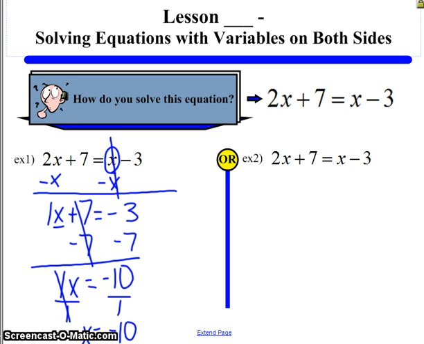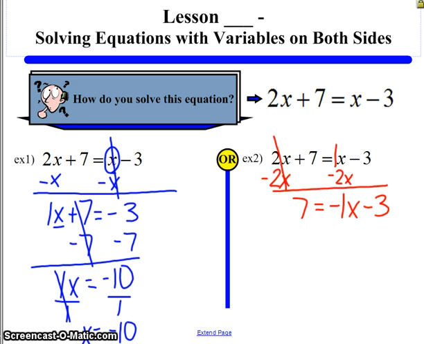So that's how we solve this problem, putting the x variable on the left, but let's suppose you prefer the variable on the right-hand side of the equal sign. You do have that option. In example 2, I'm going to move the 2x over to the right-hand side of the equal sign. 2x minus a 2x cancels out, and we're left with a 7 on the left-hand side. On the right-hand side, we have a 1x minus 2x, which is negative 1x, and don't forget about the minus 3.